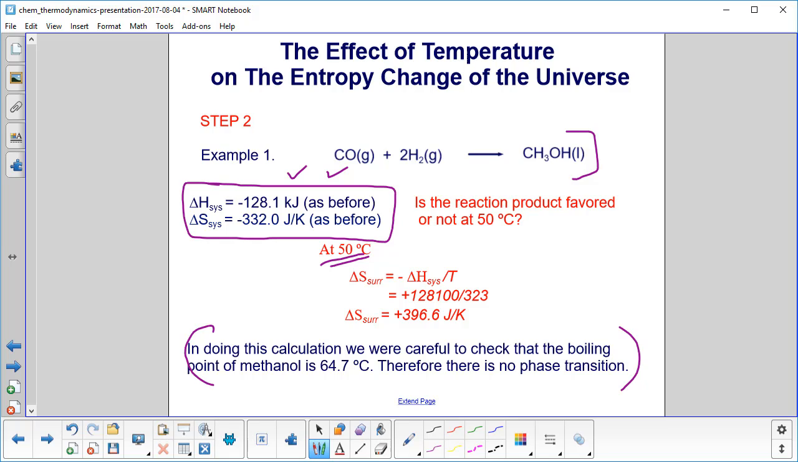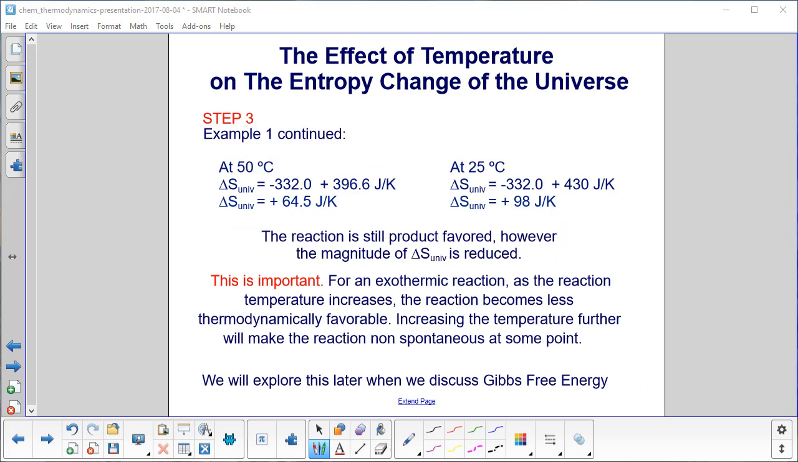And the only thing that's going to change is what? Right over here. We have a new temperature, don't we? So we have to divide the delta H system by a new temperature, and we will get a new delta S surroundings. So that's the only difference. It comes in with the different temperature we're working at. So we will wrap this up now.